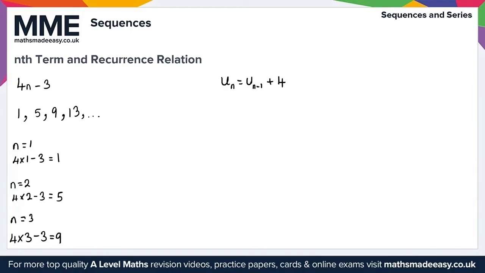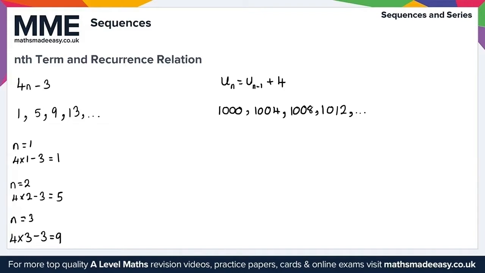It's important to note here that a recurrence relation alone is not enough to specify a sequence. So for example here, using this recurrence relation, this could define this sequence here, 1, 5, 9, 13, and so on. But it could also define 1000, 1004, 1008, 1012, and so on. So it's important to see here that this could also define any other sequence that goes up by 4 each time.